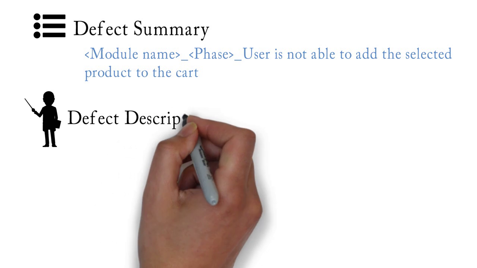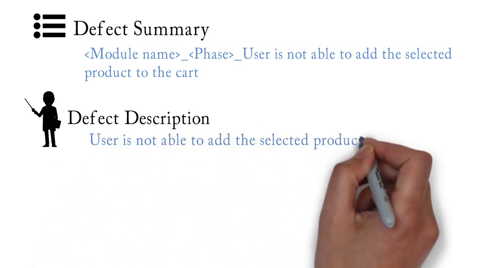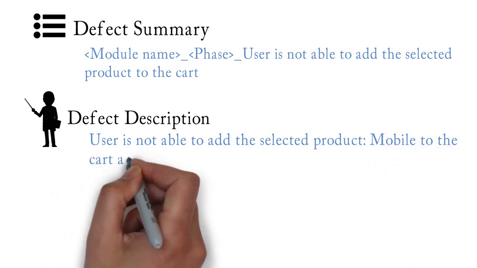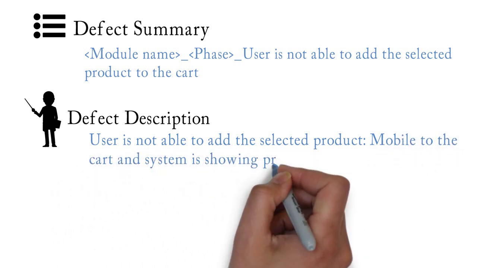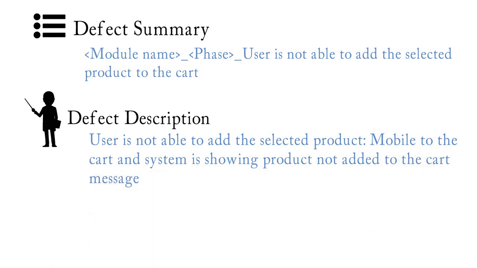The next section is defect description. Here the description of the defect can be mentioned. In our example, it can be: user is not able to add the selected product mobile to the cart and system is showing a product not added to the cart message. Be specific about the details that we give in the defect description. In our example, the tester is trying to buy a mobile. Be specific here and mention in the defect details that the tester is trying to add a mobile to the cart and it is failing.